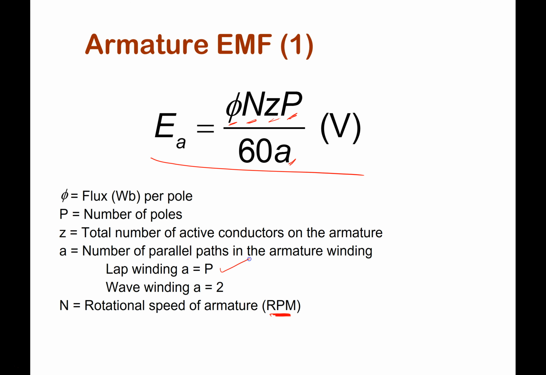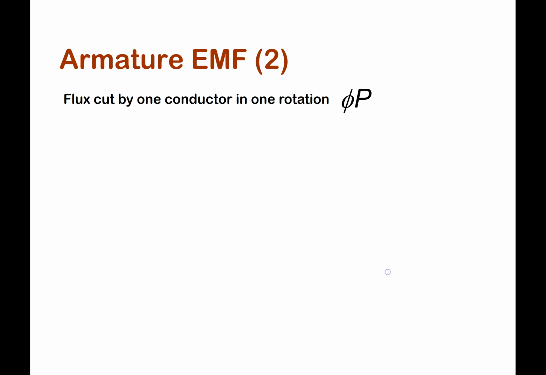For a lap winding, the number of parallel paths is equal to the number of poles, and for a wave winding, regardless of the number of poles, the number of parallel paths is equal to 2. So that is something you have to know. When you calculate this value, you put in the correct value for A. So let's see how we actually develop this equation.